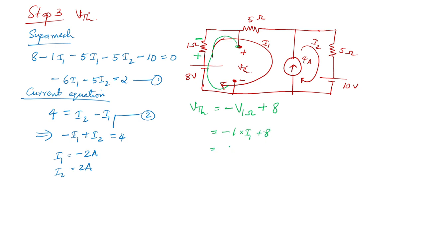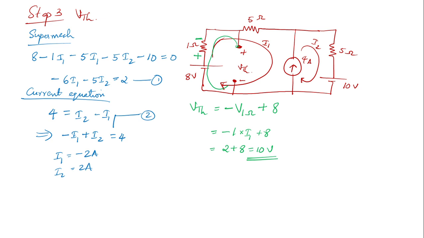So that means I1 is minus 2. So minus of minus will be plus 2 plus 8. You will get VTH is equal to 10 volt. So you have got the value of VTH.